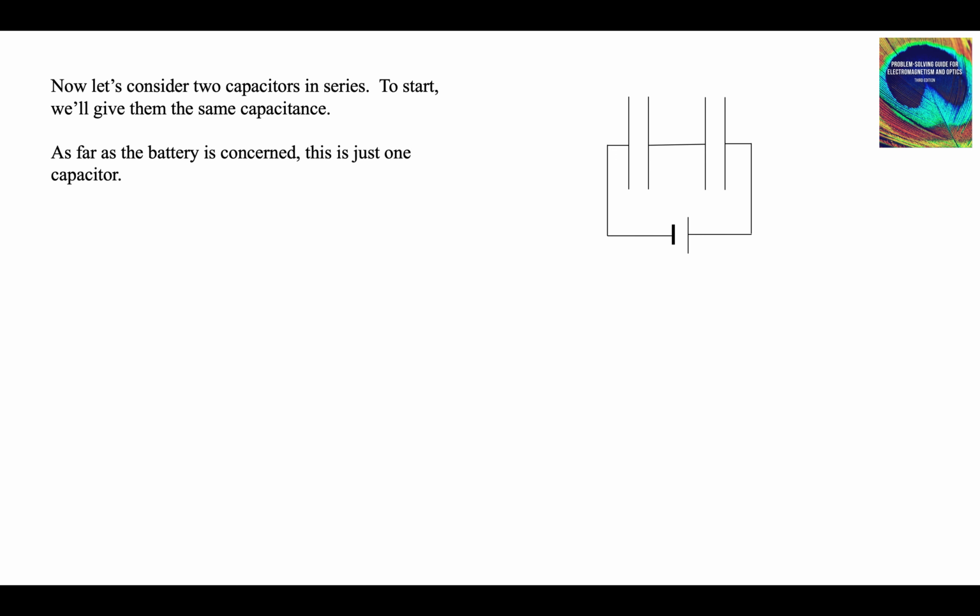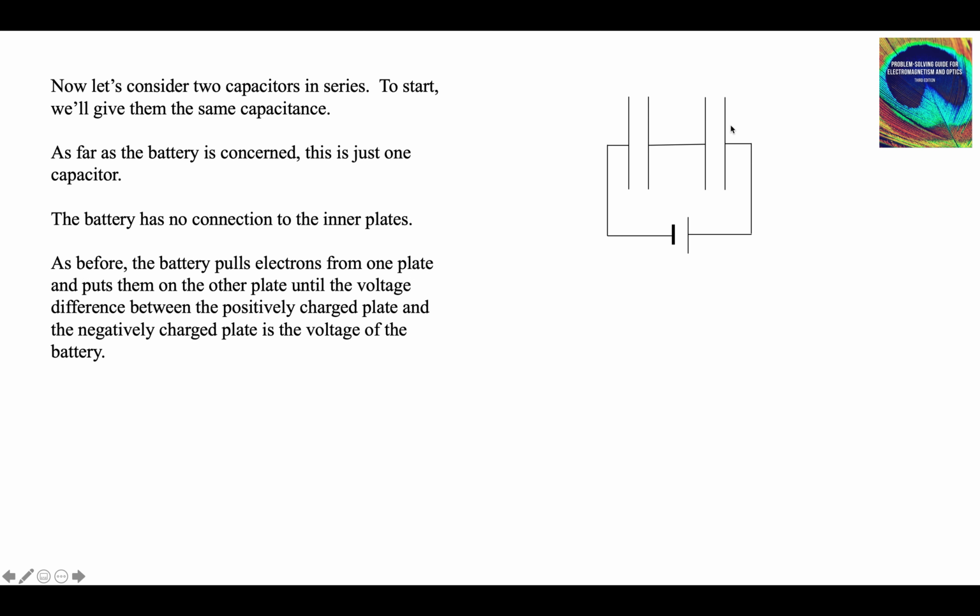Now let's consider two capacitors in series. We're going to give them the same capacitance. What's going to happen here? The battery thinks there's only one capacitor up there. The battery does the same thing it always does. It takes charge from one side of the plate and puts it on the other side. The battery has no connection to the inner plates. The only thing the battery knows about is this plate and that plate. So the battery pulls electrons from this plate, which it's connected to, and puts them over here, which it's connected to, like that.